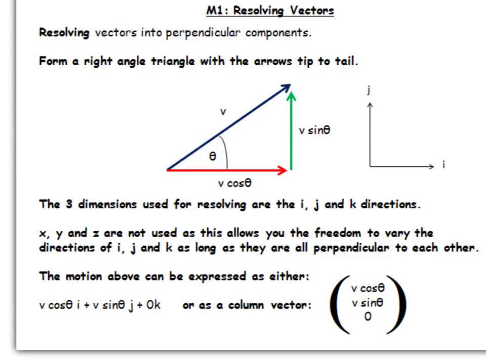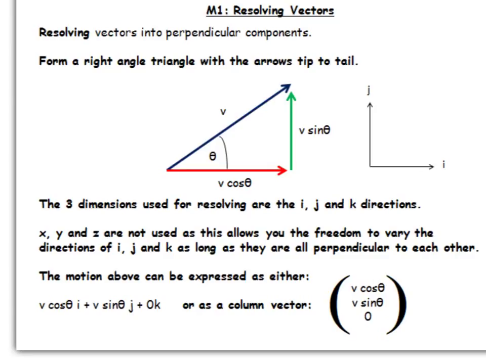So why do we use i, j and k and not x, y and z like you would usually use when you're doing graphs? The key thing is we can change the direction of i, j and k, so they don't have to be horizontal, vertical and into the page, and that's quite useful, as you'll see in the next slide when we're dealing with things that are at an angle.